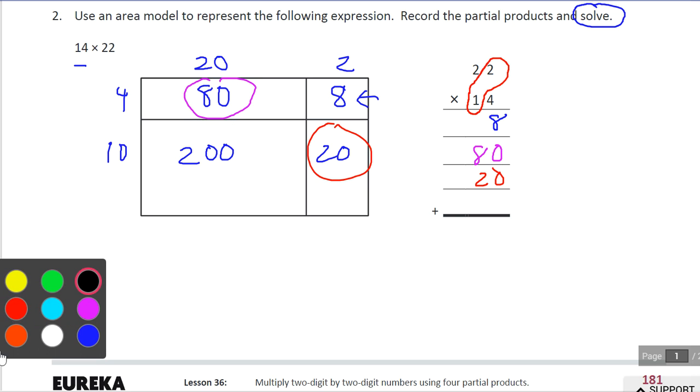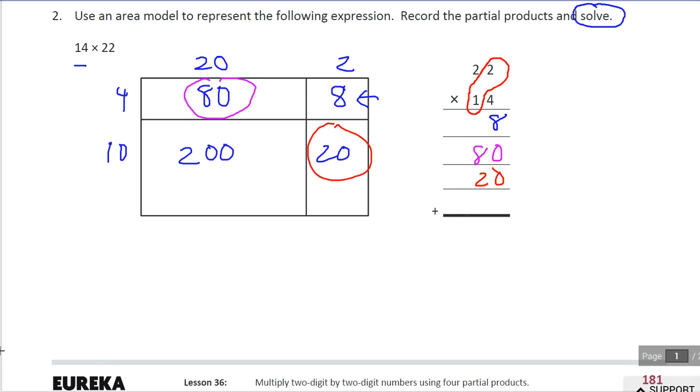And then lastly, we're looking at the 10 times 20, because what we're looking at now is this 10 here. It's not 2 times 1. This is 10 times 20, and 10 times 20 is 200. Now, if this seems a little confusing at first, it might be, but look at what we did.